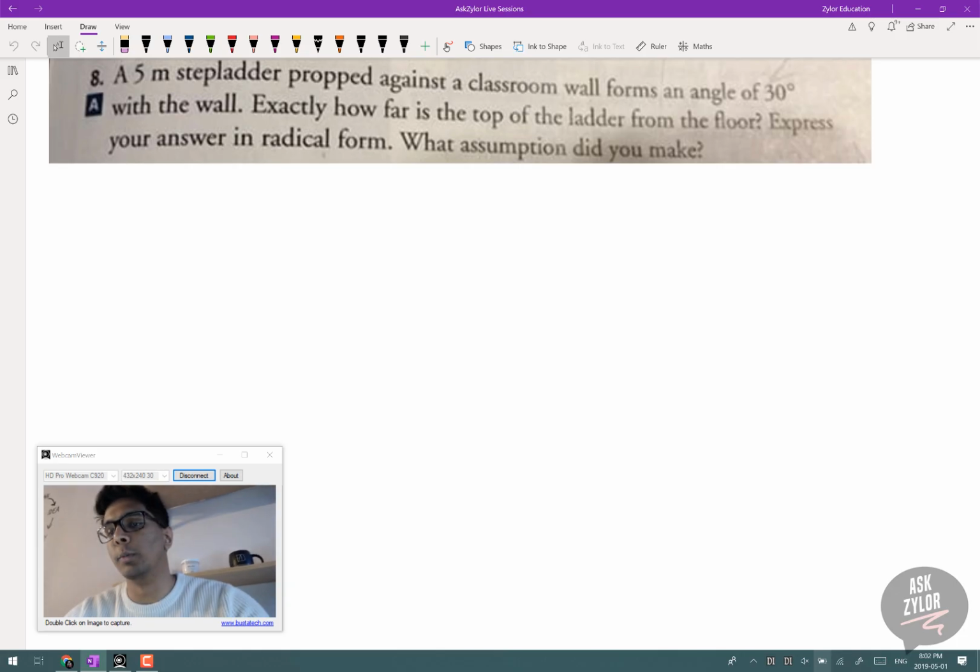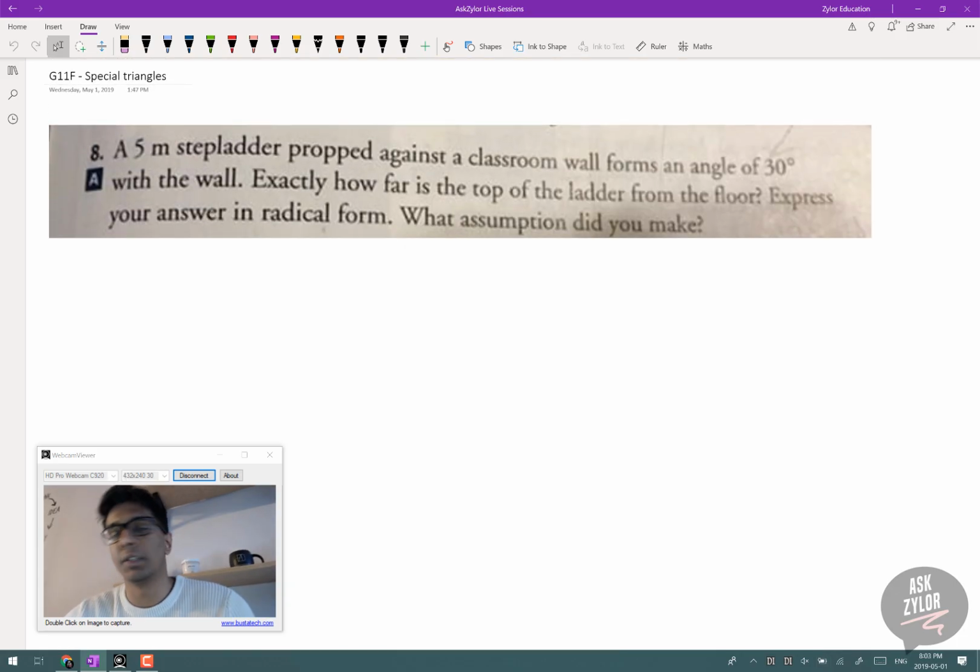So the first question we'll be dealing with is a grade 11 functions question. It's dealing with special triangles. We're told that a 5-meter ladder is propped against a classroom wall. It forms an angle of 30 degrees with the wall. Exactly how far is the top of the ladder from the floor? Express your answer in radical form.